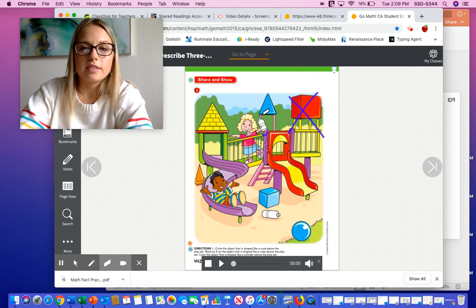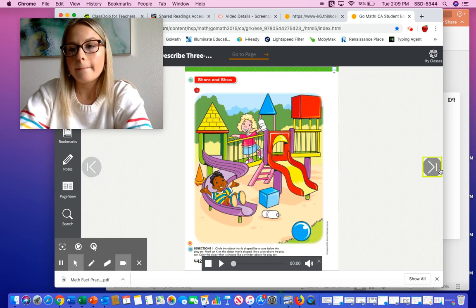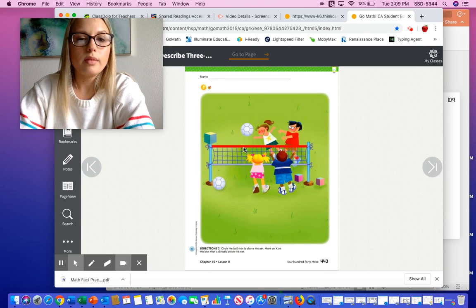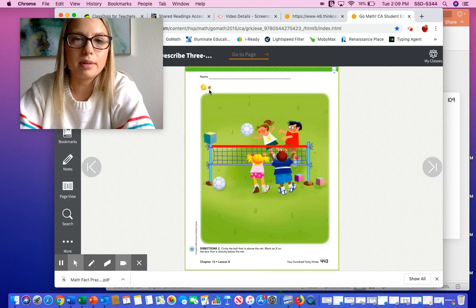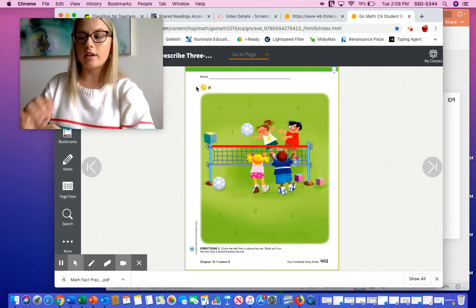Okay, I'm going to erase. You keep yours. Let's flip to the next page. Take your bookmark with you. Okay, find yellow sun number 2. Put your finger on number 2, yellow sun.